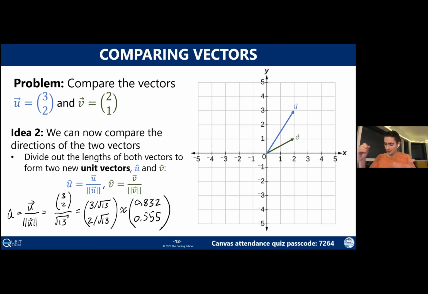So even though that divided by root 13 thing looks kind of ugly, at the end of the day, these are just two numbers. And when you put two numbers on top of each other, you just get a vector as usual. So what does this look like?